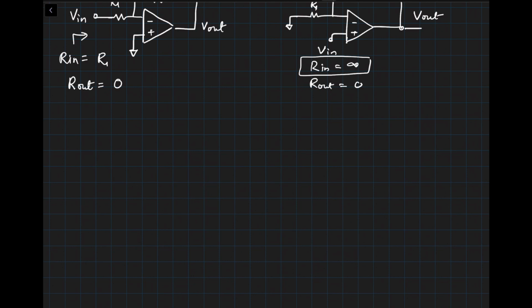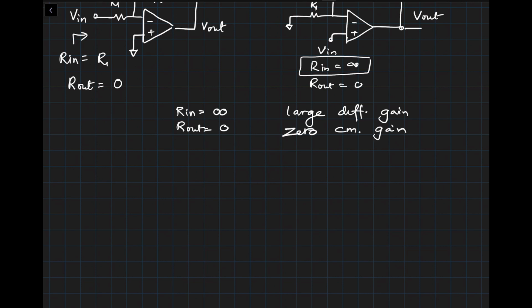Let's come back to this particular amplifier. So what is our objective? We would like to keep R in equal to infinite, and we would like to keep R out equal to 0. We would like large differential gain, and we want 0 common mode gain. Okay, so how do we do that? Of course, if we want R in to be infinite, then our best choice is to use this circuit. So I'm going to draw this in a slightly different fashion, and then you will realize what I'm trying to do.